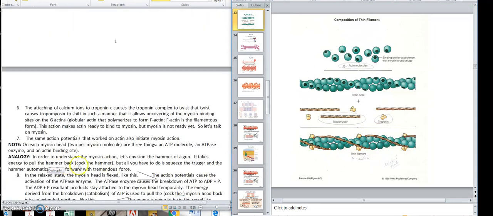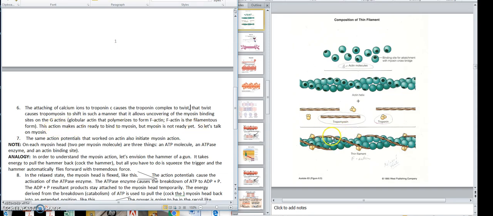So let's go further. The attaching of calcium ions to troponin C causes the troponin complex to twist. That twist causes tropomyosin to shift in such a manner that it allows uncovering of the myosin binding sites on the G-actin. Okay? This action makes actin ready to bind to myosin, but myosin's not ready yet. So we need to turn our discussion to myosin.